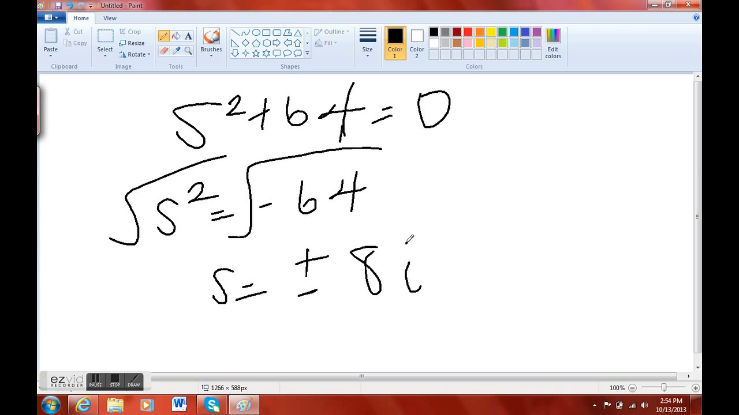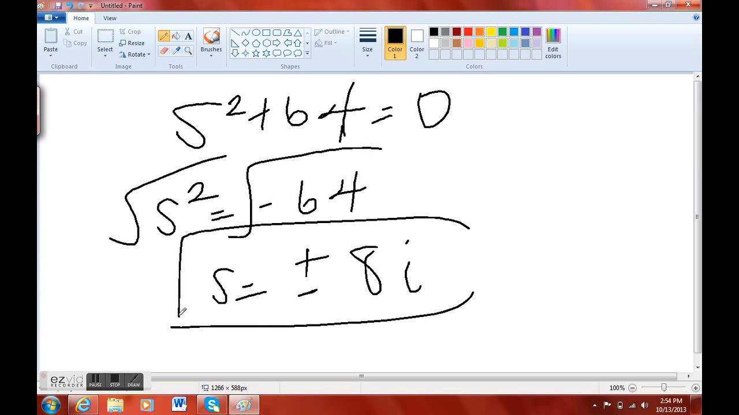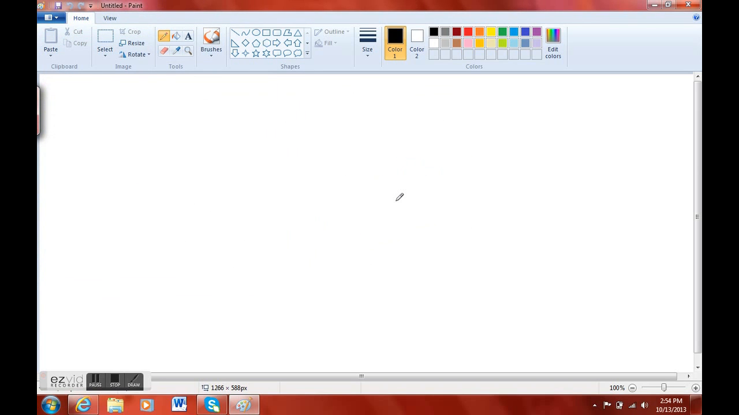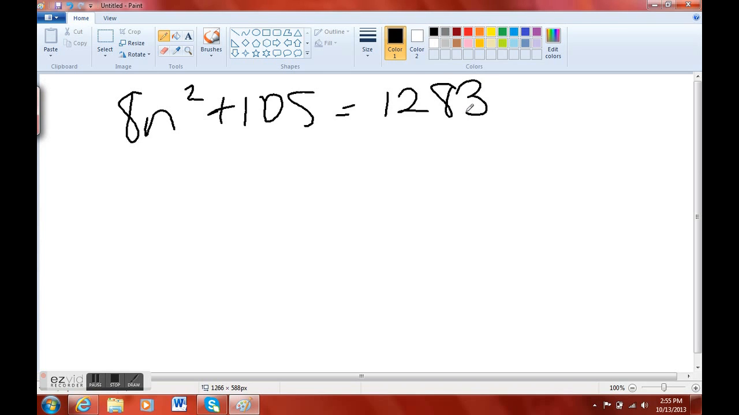This negative 1 is i, the square root of 64 is 8. We're going to take it up a notch. Let's try this problem: 8n squared plus 108 equals 1,803. Subtract 108 from both sides to help you in isolating the variable.